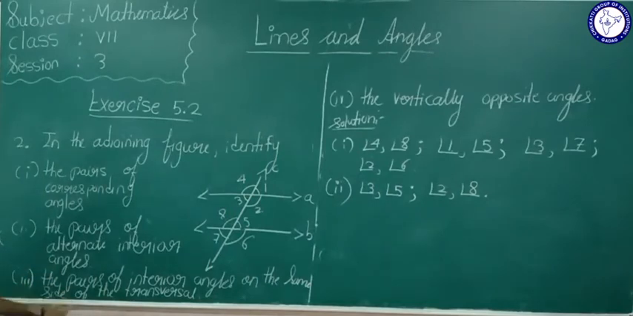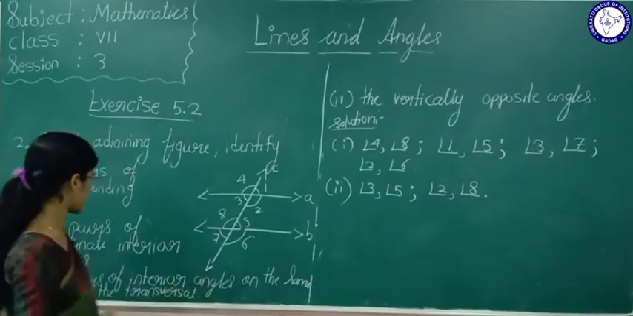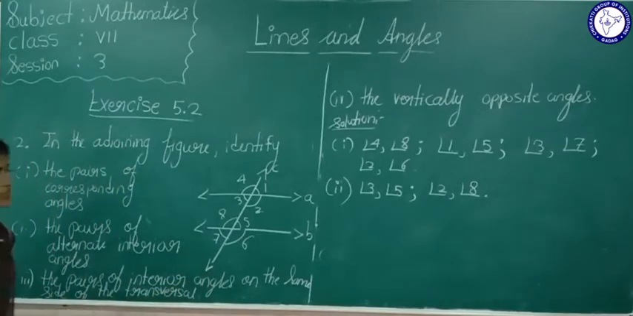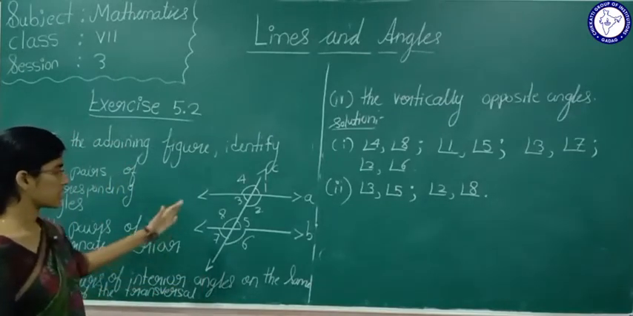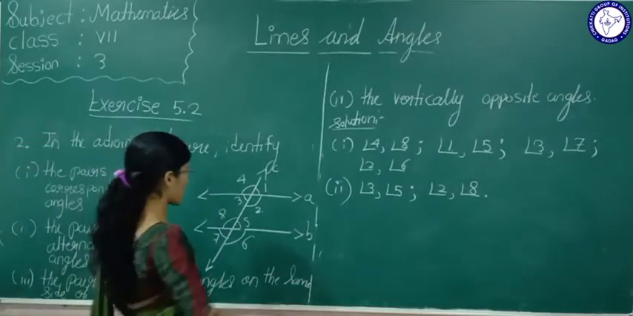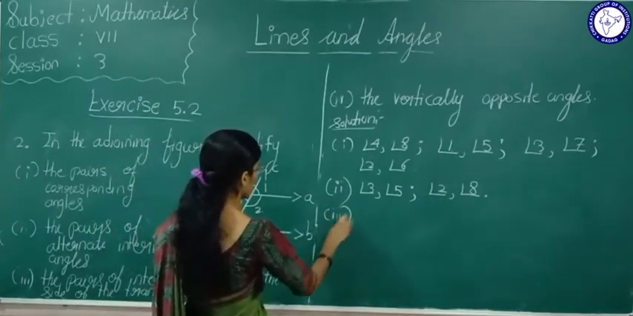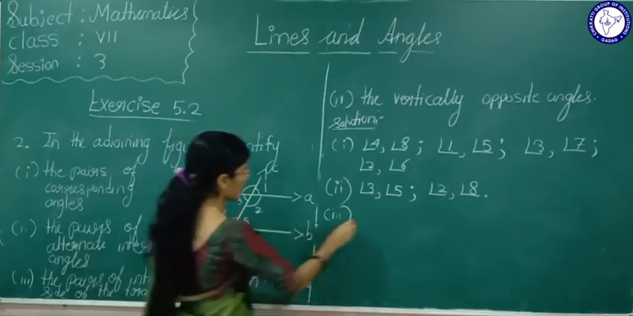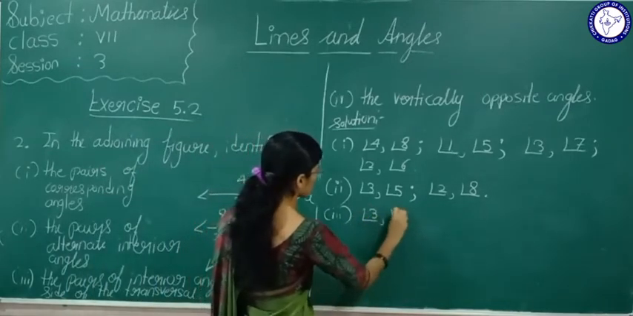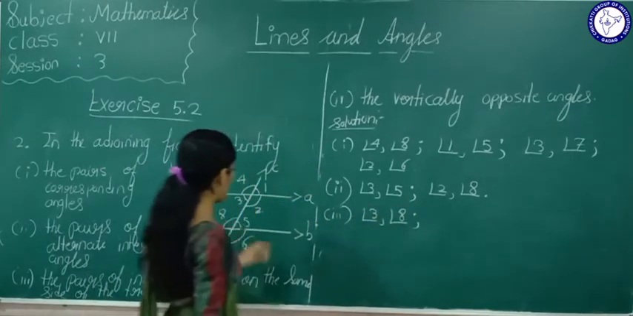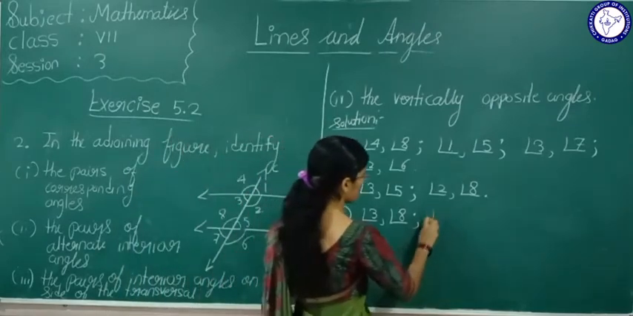Now say the pairs of interior angles on the same side of the transversal. Which are the pairs of interior angles on the same side of the transversal? Angle 3, angle 8. Angle 2, angle 5.